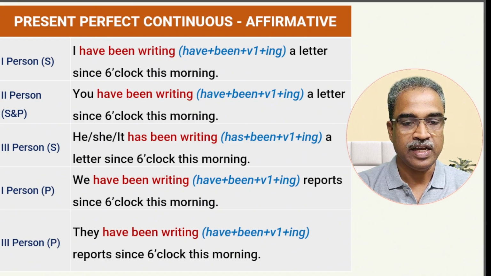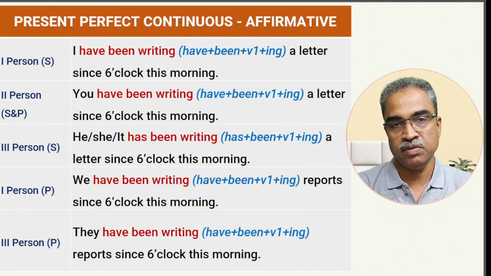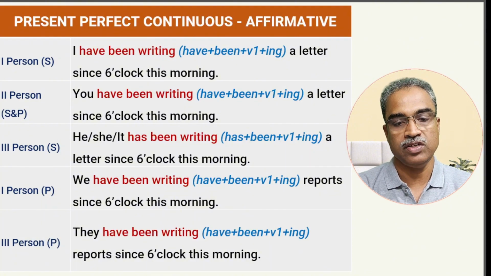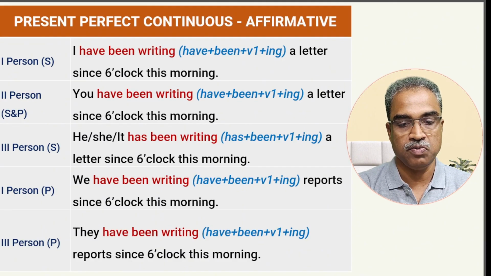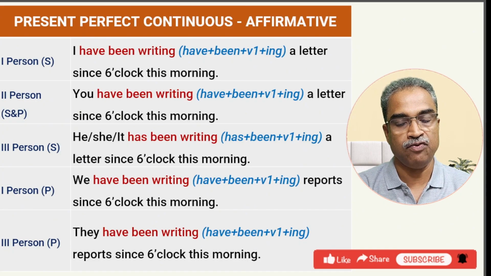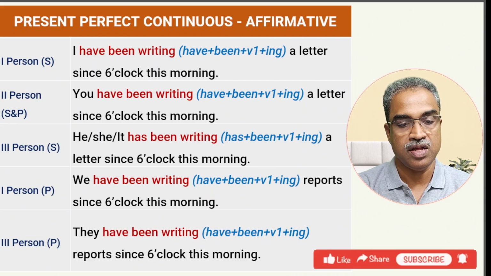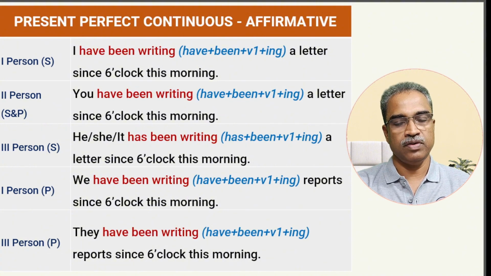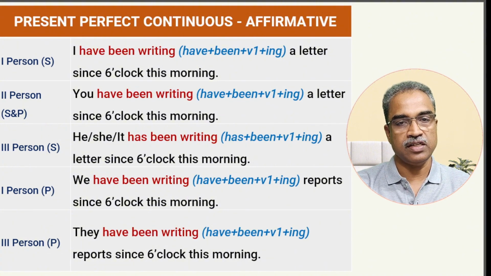Goes like this. And the next one, first person plural, that is we. We have been writing a letter, or we have been writing reports this morning. And in the third person plural, we have they have been writing a letter or reports since 6 o'clock this morning. So, dear learners, what did you understand here?